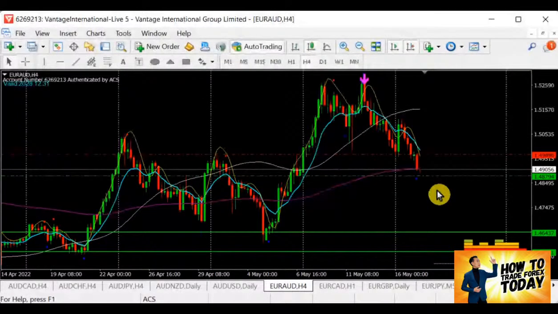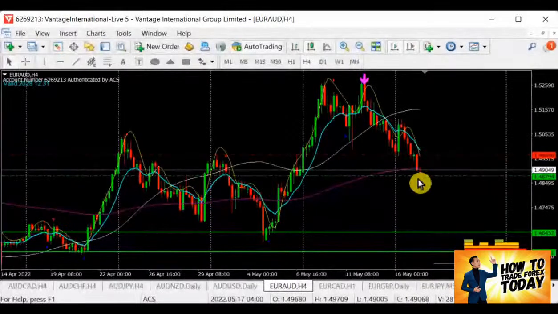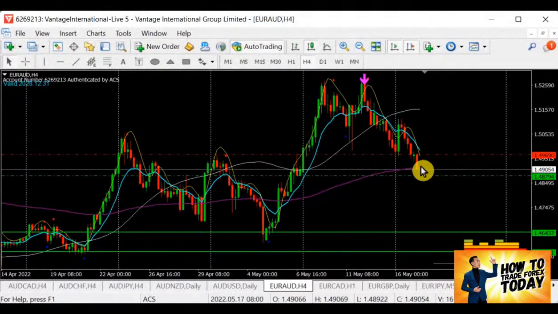I'll prefer to wait for it to break the support and retest the support to become a resistance, then I start to sell. Okay, so retest the support to become a resistance, then I start to sell from here again. Well, can I pay attention to this? I would say yes.